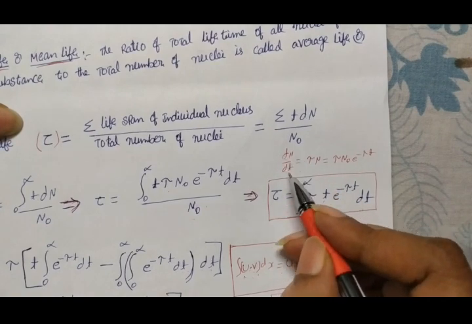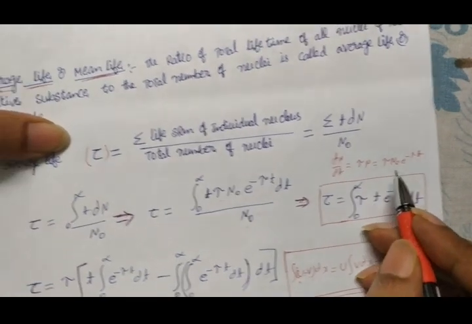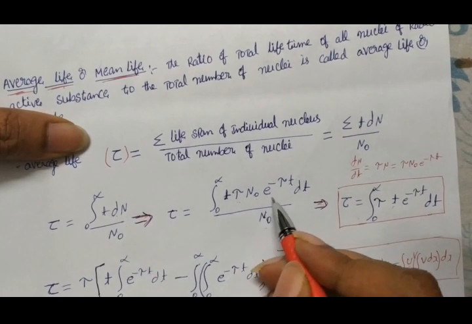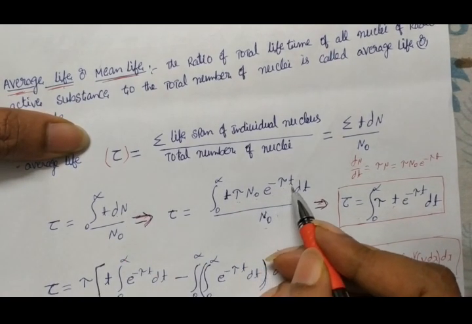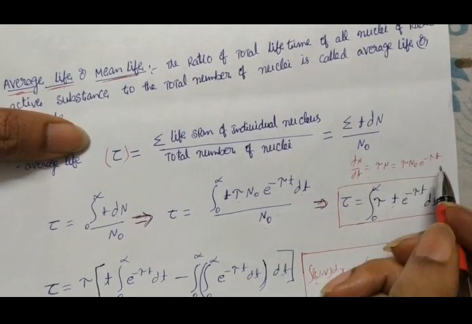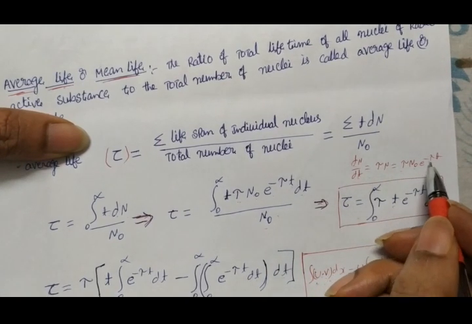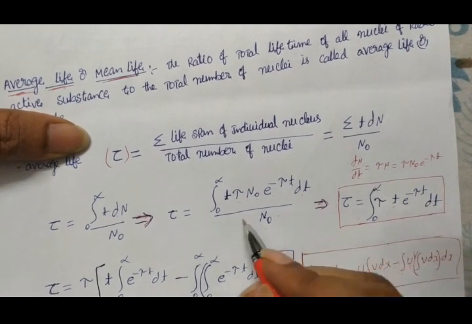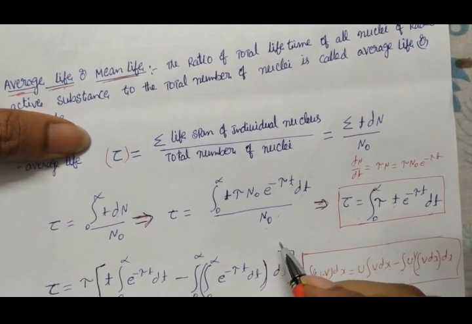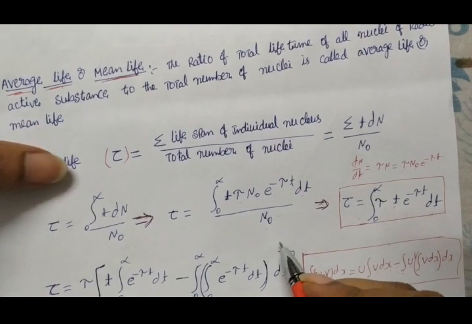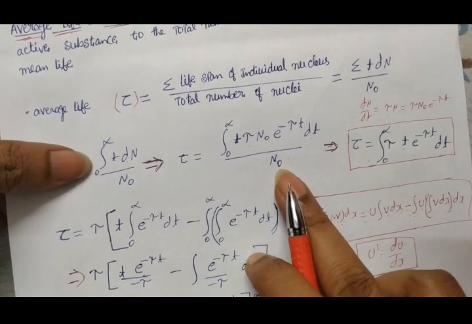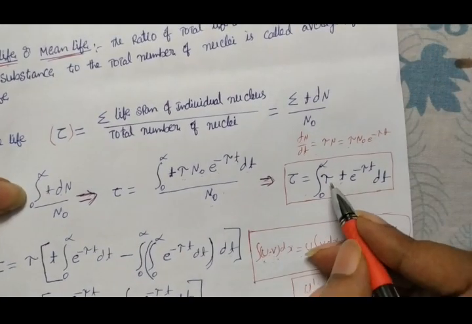And from this you can calculate only dN. You send dt that side. What you can write in place of dN: lambda N naught e power minus lambda t dt. This dt we are sending that side, lambda N naught e power minus lambda t dt, that we can write. N naught is there, this N naught gets cancelled here. Now you see this N naught gets cancelled.